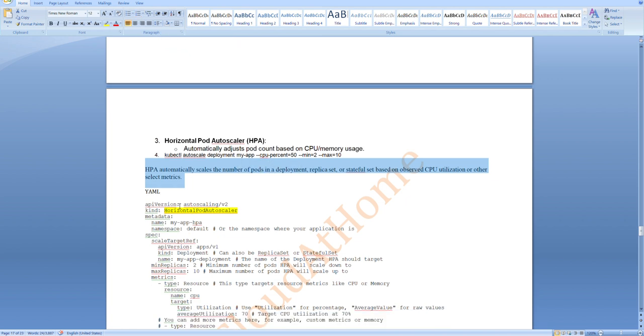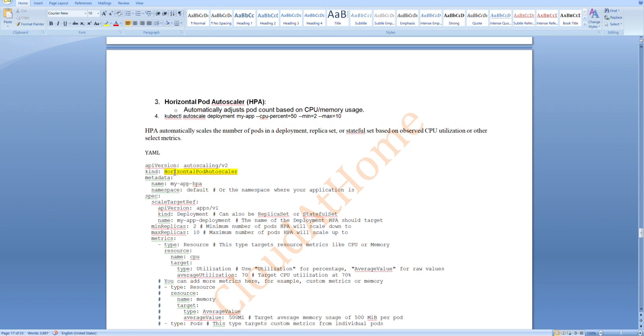Right? Now how do we declare the HPA, horizontal pod autoscaler? You have to use the API version autoscaling/v2, and the kind will be HorizontalPodAutoscaler. You can give any name here, and under the namespace, if you want default, then you can omit it as well. It will automatically be created under the default namespace.